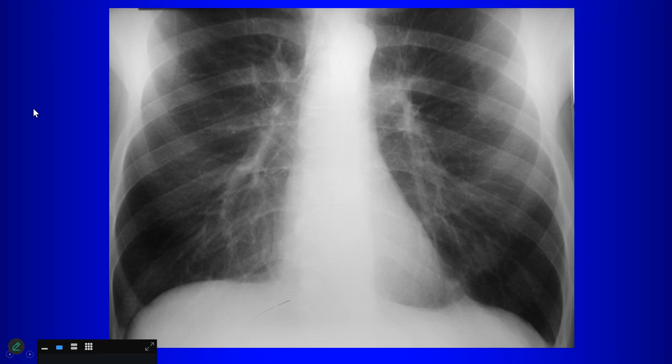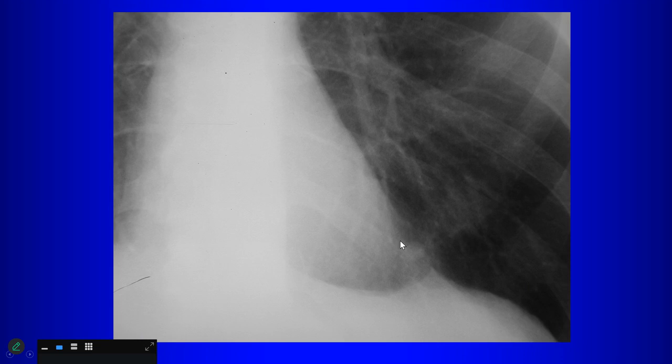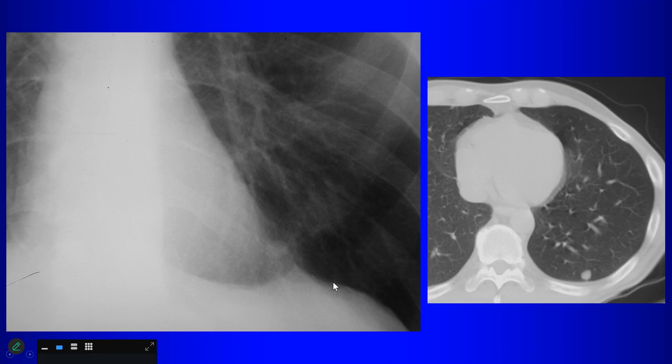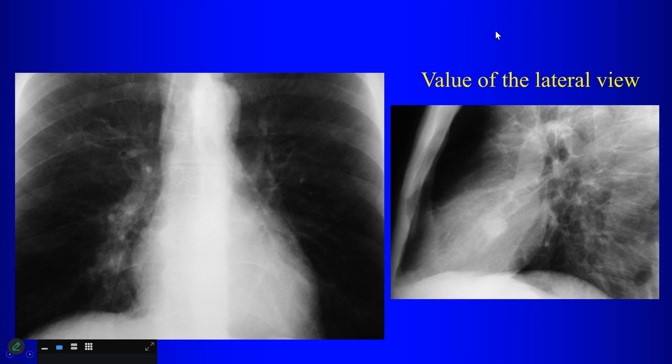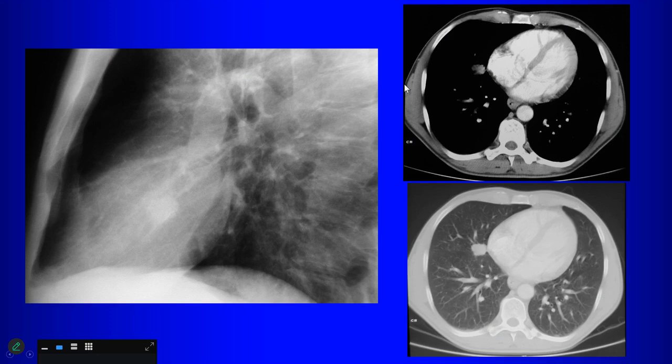This one's really tough, but there's a little tiny nodule right there. So this was another small nodule right over the heart. Okay, that's a tough one. What do we see in the lateral view on this one? There's a nodule, and for whatever reason, you can only see this nodule on the lateral view. There it is, over the heart. It's a cancer projecting over the heart on the lateral view.